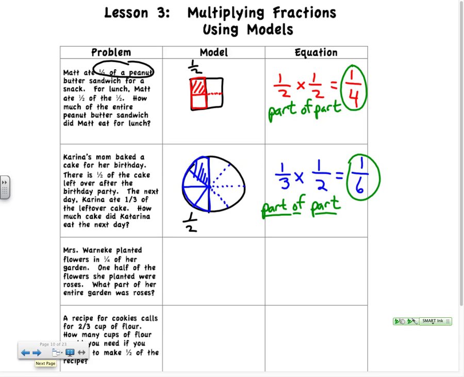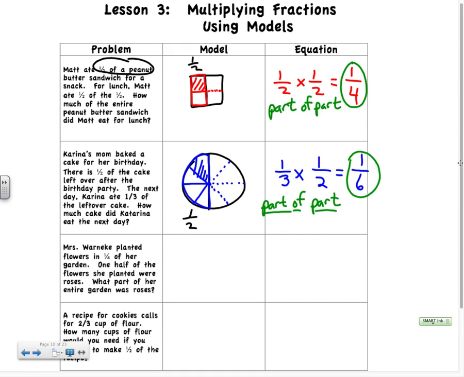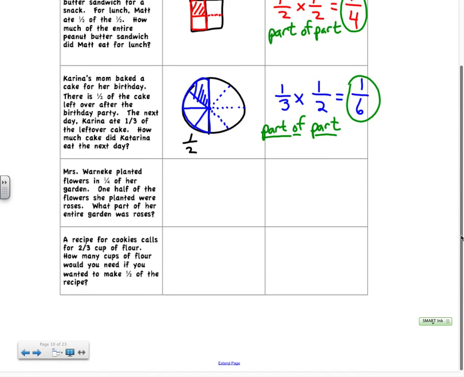Warnicki planted flowers in 1/4 of her garden. 1/2 of the flowers she planted were roses. So let's model this problem. Okay, Mrs. Warnicki planted flowers in 1/4 of her garden. So say I have a rectangular shaped garden and I cut it into 4 sections. Okay, say this is the 1/4 where I have flowers. Maybe the rest I have vegetables.